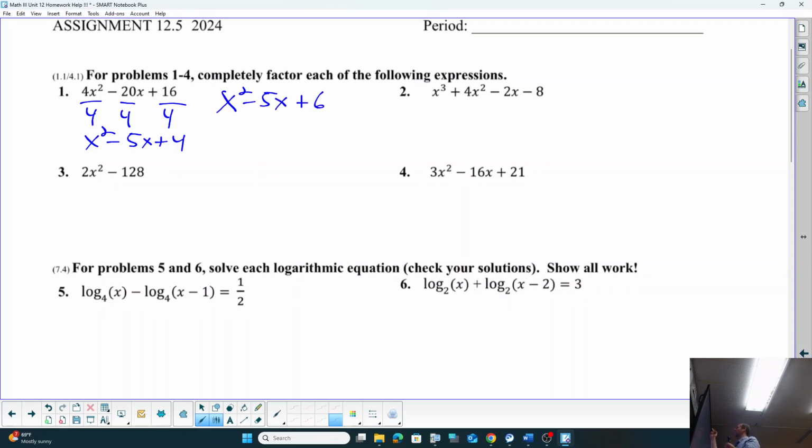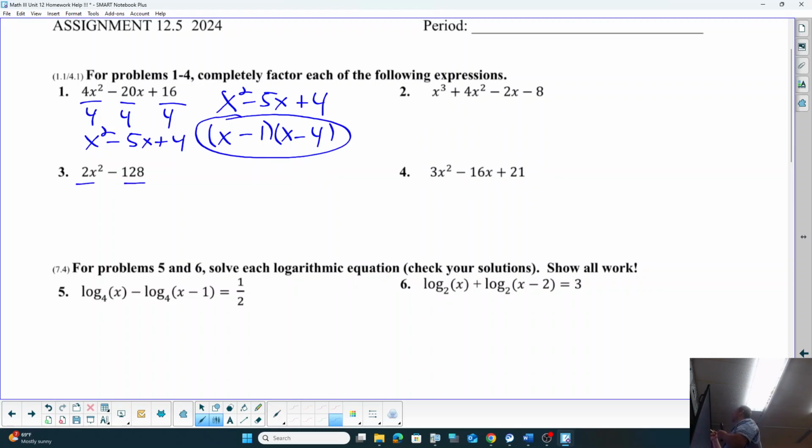Nice. What are factors of 4 that give us 5x? 2 and 2? No. 1 and 4. The sign of the middle term goes to the bigger number. And then negative times a negative is a positive. Wayo. We factored it. Try the next one on your own.